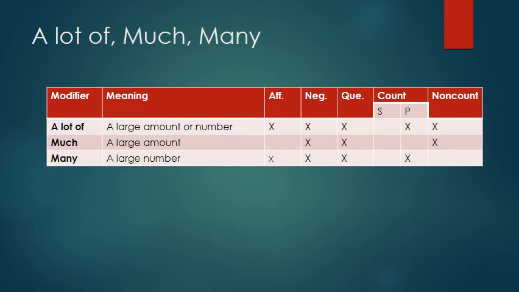But what about the difference between much and a lot of? Well, we can see that a lot of can be used with affirmatives and can also be used with count nouns, but much can't be used with affirmatives and can't be used with count nouns. So the difference between many and a lot of is that many can only be used with count, but a lot of can also be used with non-count.